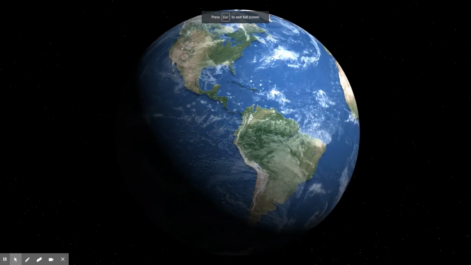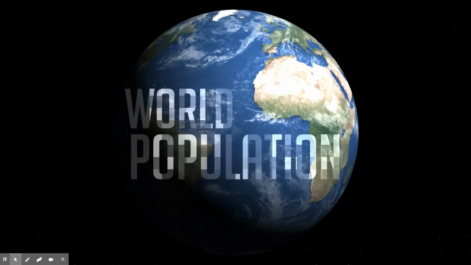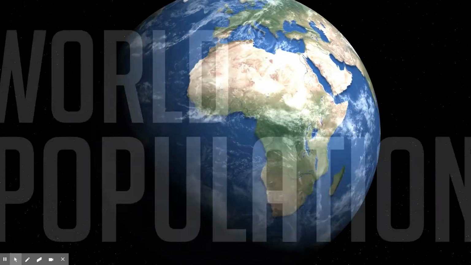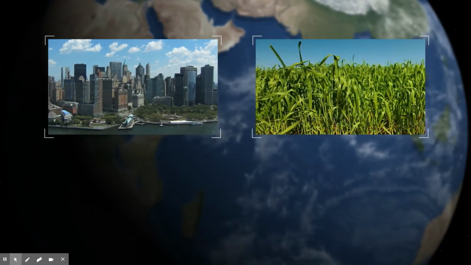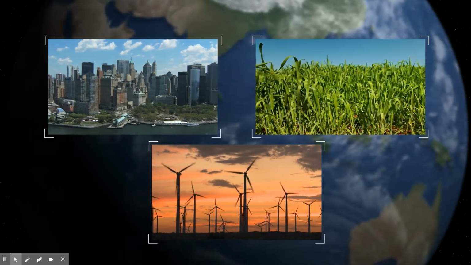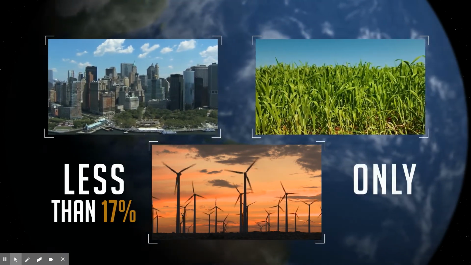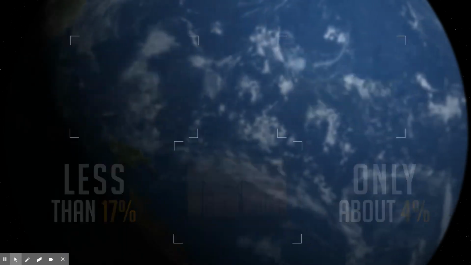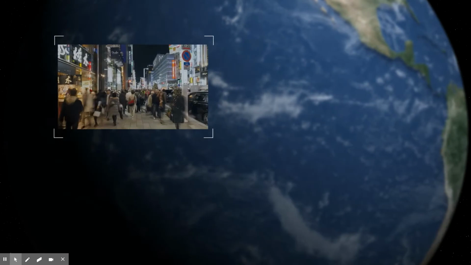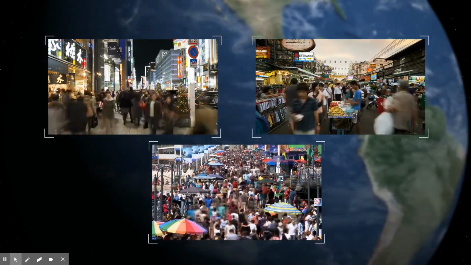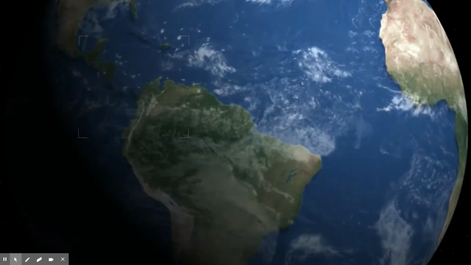An environment is a system of living things. The earth is our environment. The capacity of our environment to provide space, to produce food, and to supply energy are all limited. Humans thrive on less than 17% of the Earth's surface, and only about 4% will grow crops. We depend on these limited resources for our survival, yet we are increasing our population as if they were infinite. This fact is at the core of our environmental problems.